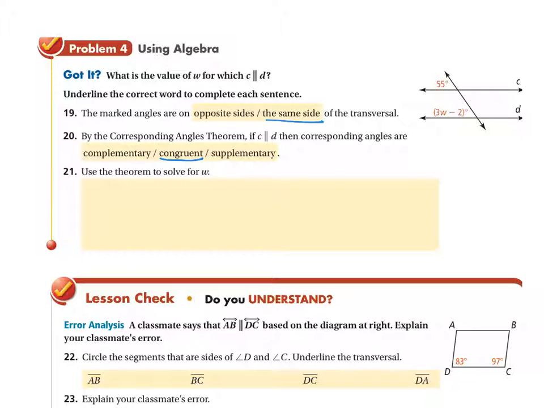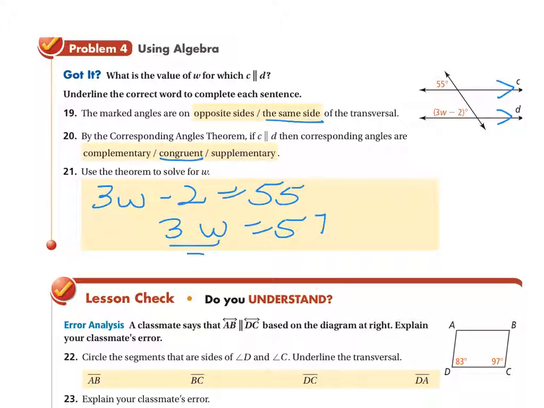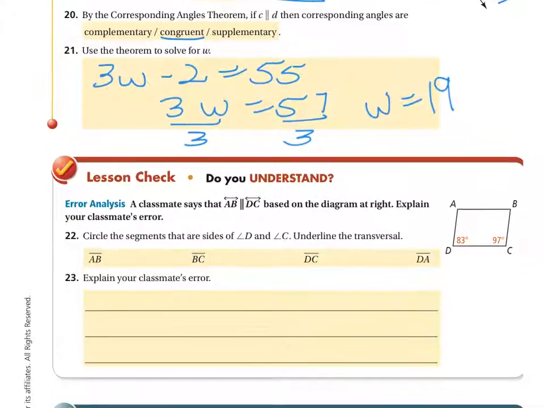So since those angles are congruent, and we should mark our parallels there with the arrows. Okay, if they're congruent, then they're equal measures. So we can say 3W minus 2 equals 55. Add 2, so 3W equals 57. Divide by 3, and W is 19. So we were just solving for W.